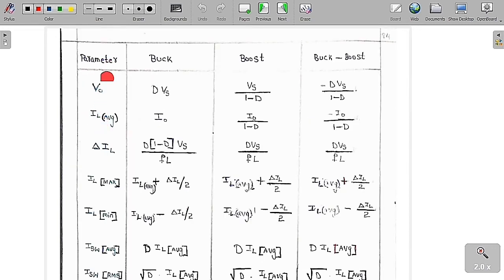Now basically we are going to compare the buck converter, boost converter and the buck boost converter. So each and everything we are now going to discuss.